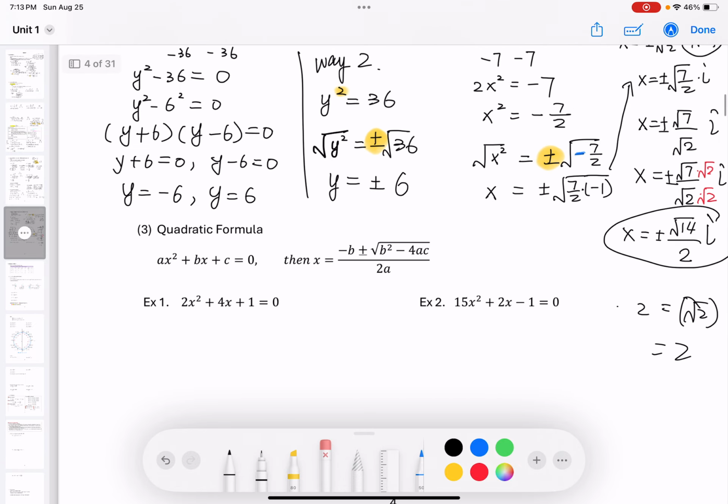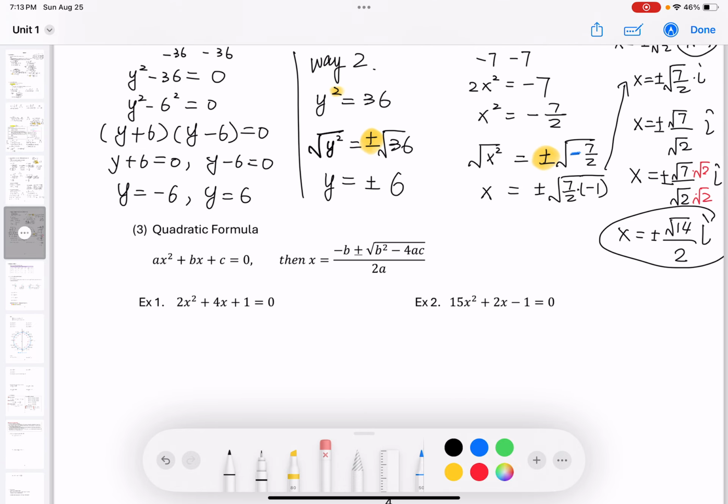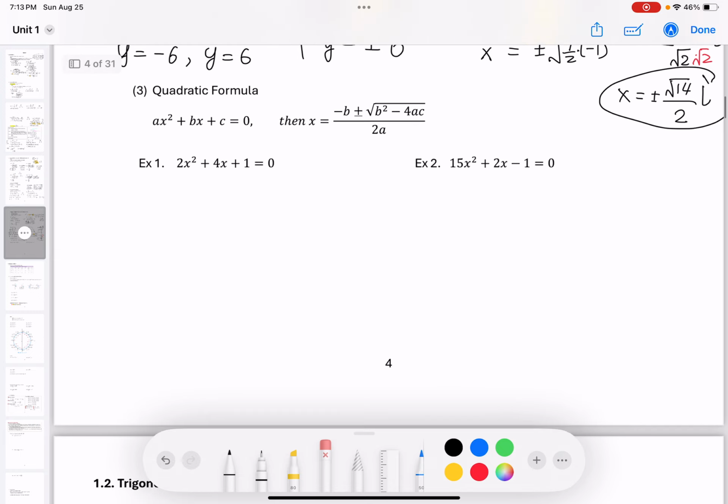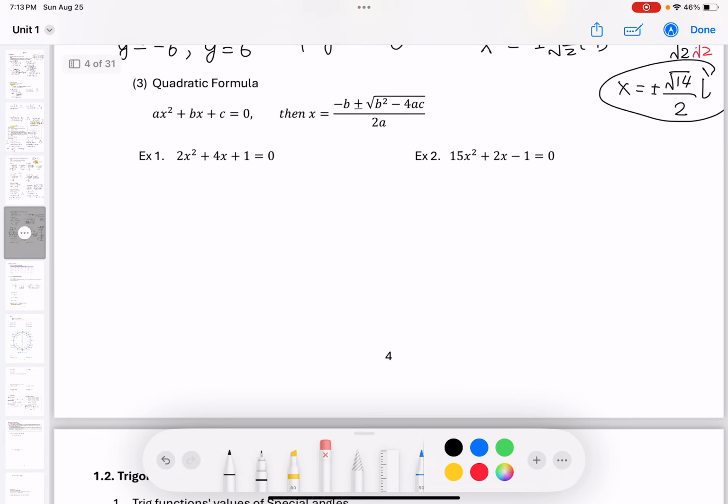Okay, the solution is not a simple number. Let's see the quadratic formula. If my expression is a trinomial equal to 0 and I cannot factor it, then I cannot use my zero product property. What should I do? Let's use the quadratic formula.